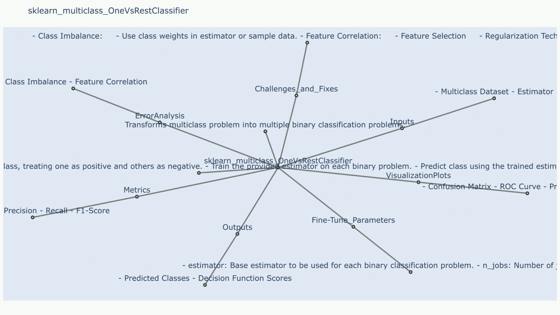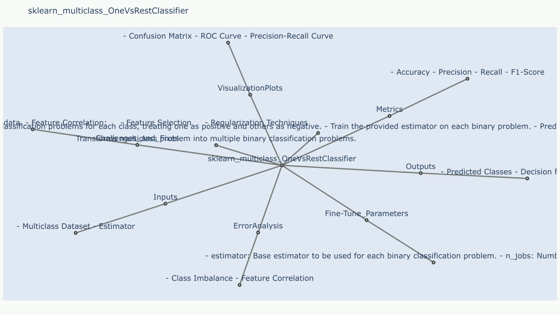Metrics: accuracy, the proportion of correctly classified instances. Precision, the proportion of positive predictions that were actually positive. Recall, the proportion of actual positive instances that were correctly predicted. F1 score, the harmonic mean of precision and recall.